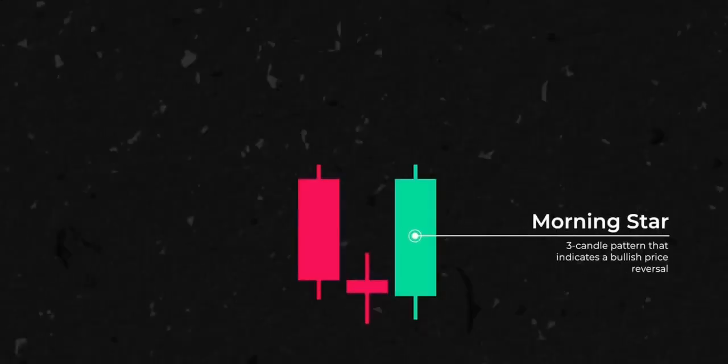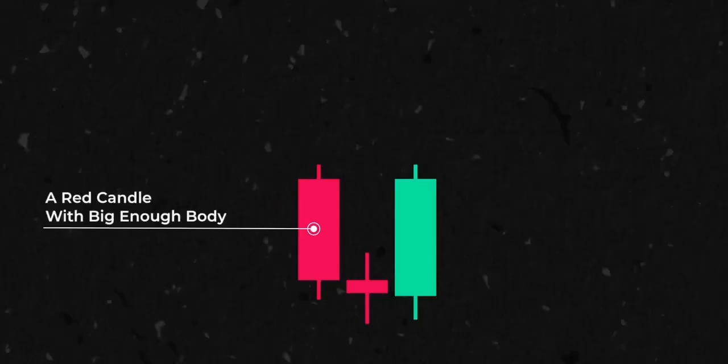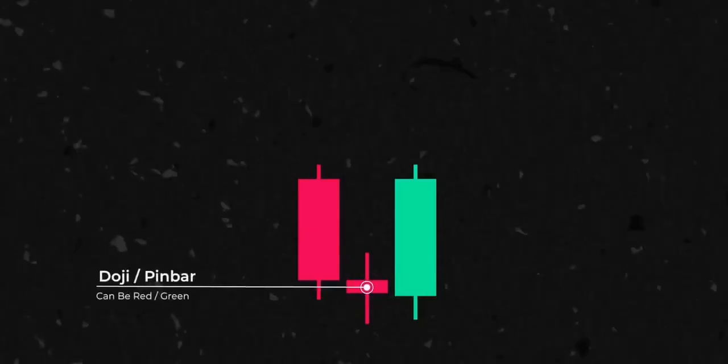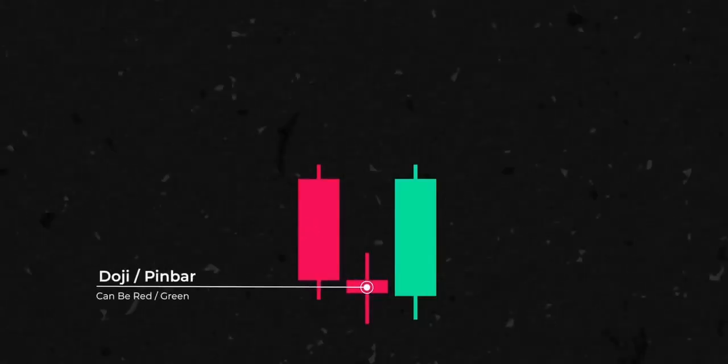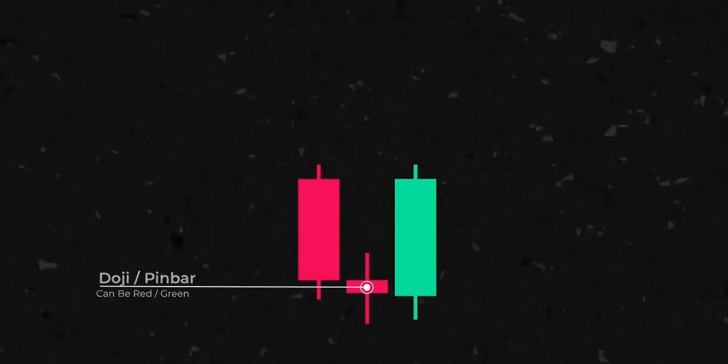Advanced patterns. Pattern number 6, morning star pattern. The morning star pattern is a three-candle pattern that indicates a bullish price reversal. The first candle is a strong red candle with a big enough body. The second candle is a doji or pin bar candle with a small body and large wicks. The doji or the pin bar can be red or green.